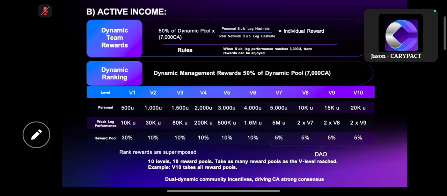Now let's do this calculation. The smaller leg here is 20,000, correct? Because A leg is the strong leg, which is 30,000, the system doesn't calculate that. They only take the small leg, which is 20,000, and divide by the total network staff leg from the company. In this case, I'm just putting an example of 50 million.